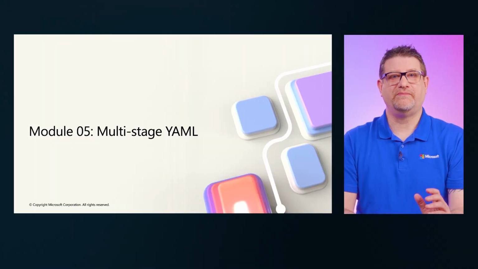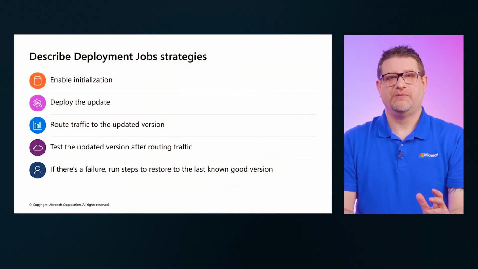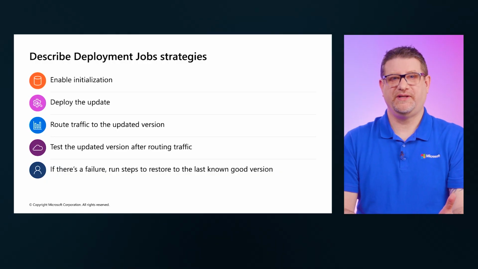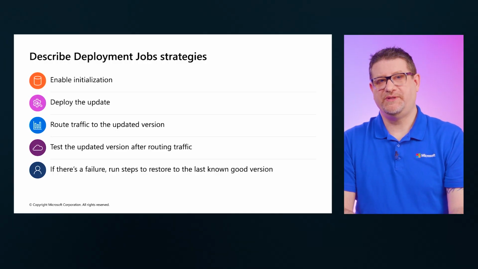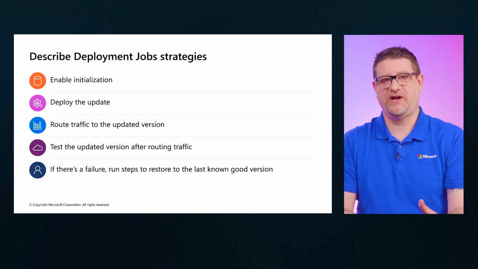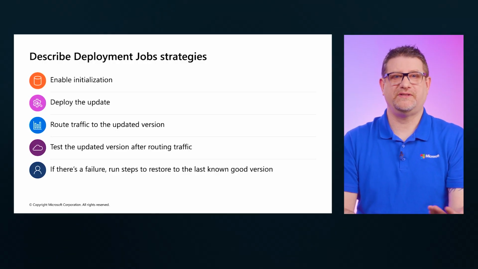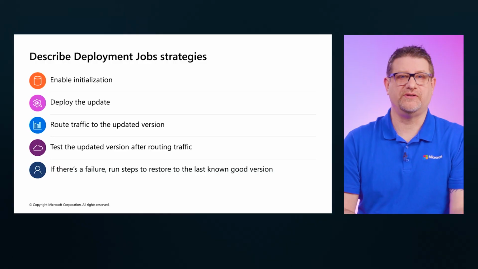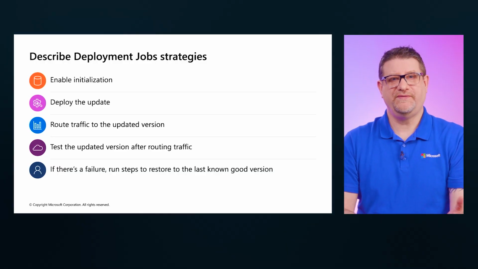Now let's take a look at multi-stage YAML files. Deployment strategies allow us to use specific techniques to deliver updates when delivering our application. Examples would be things like enable initialization, deploy an update, route traffic to the updated version, test the updated version after routing the traffic, or in case of failure, run steps to restore the last known good version. So you can achieve this by using lifecycle hooks that run steps during the deployment.